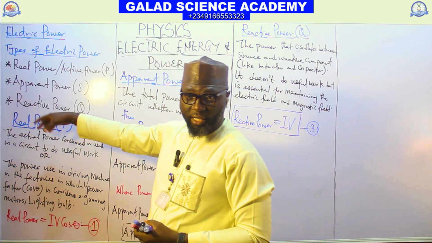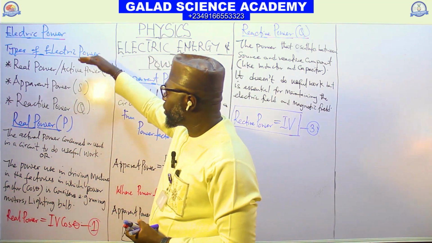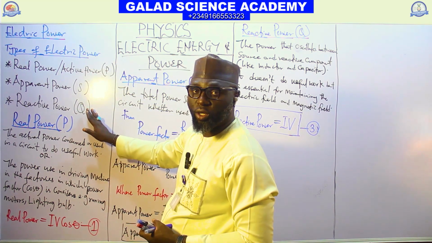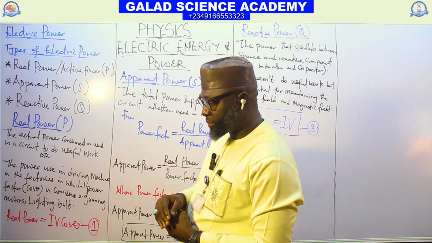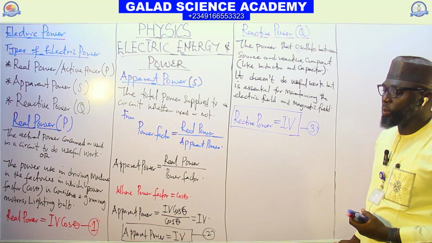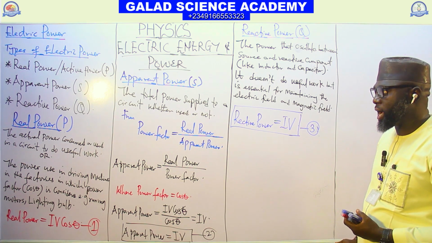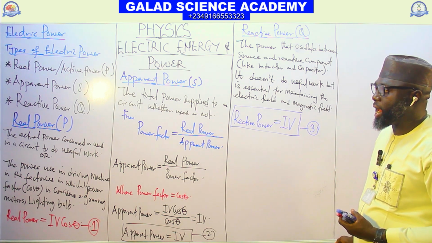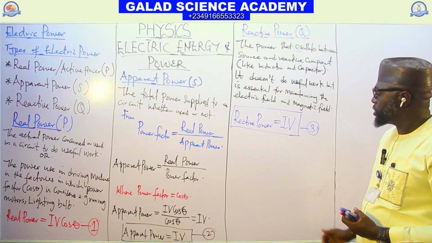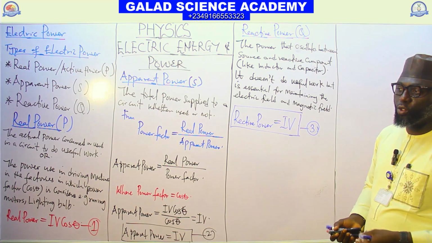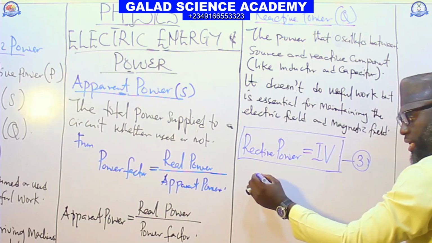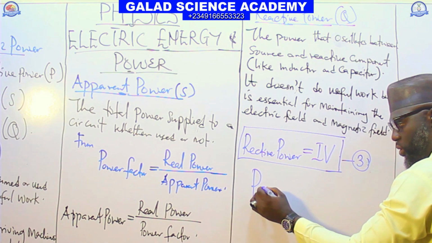But to understand the three, there is a quantity that combines the real, apparent, and reactive power together. What is the name of the quantity? Let us move to what we call the power triangle.